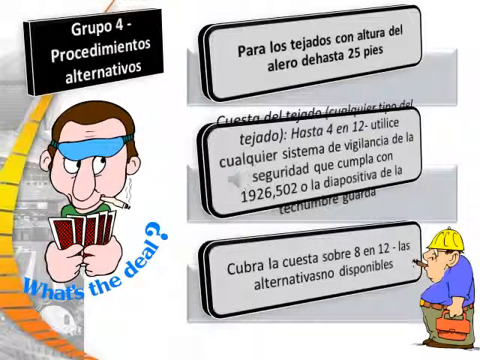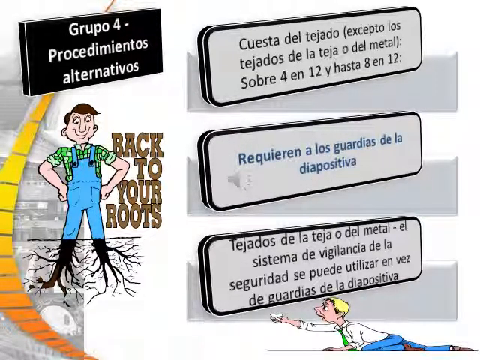For Group 4 with eaves height of up to 25 feet, and roof slope up to 4 and 12, you will use either a safety monitoring system that complies with .502 or roofing slide guards. For a roof slope over 8 and 12, alternatives are not available. The roof slope for Group 4 is over 4 and 12 up to 8 and 12. Slide guards are going to be required, and tile or metal roofs call for a safety monitoring system which may be used instead of slide guards.